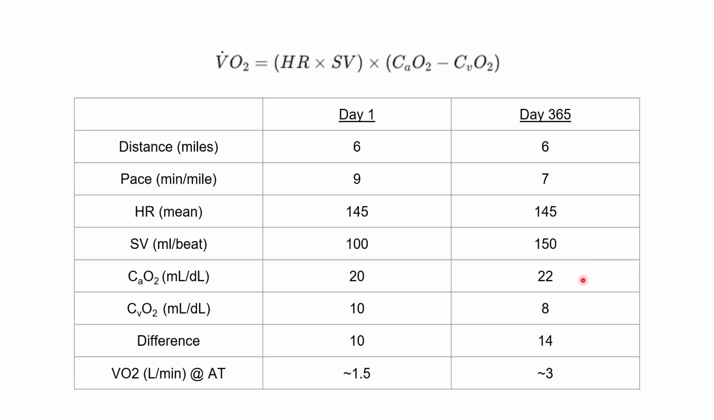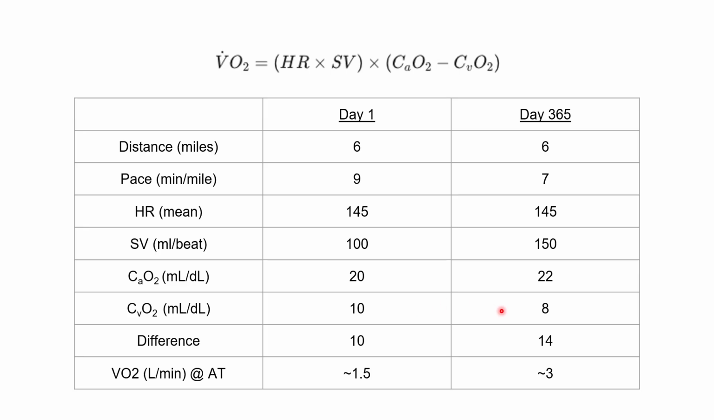The next thing I want to talk about is the arterial oxygen content. Here you can see it's increased to 22, whereas previously it was 20 mils per deciliter. Now, this is the same atmospheric oxygen that the patient is breathing. However, over time their body has adapted and they have a greater hemoglobin concentration, so they're able to carry more oxygen. You'll also notice that the venous oxygen content is lower than it was a year ago.